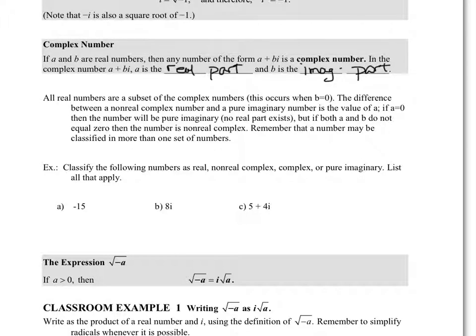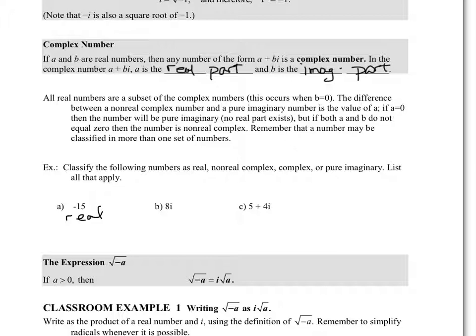If I look at the first one, the number is negative 15. So here are my choices. Is that a real number? I would hope you would agree that it is. It's real. Would it be non-real complex? Now, obviously, if you think about it, can something be real and non-real at the same time? Those are mutually exclusive. They cannot be both.